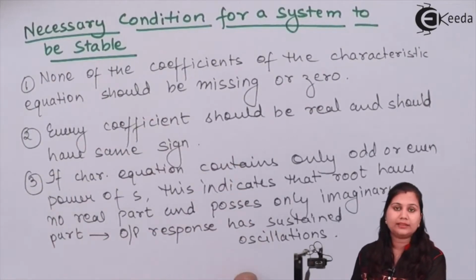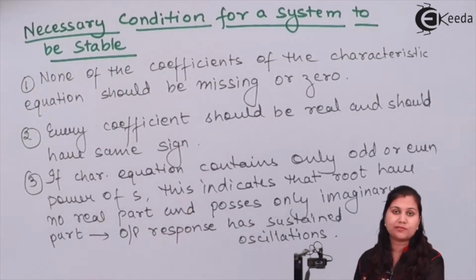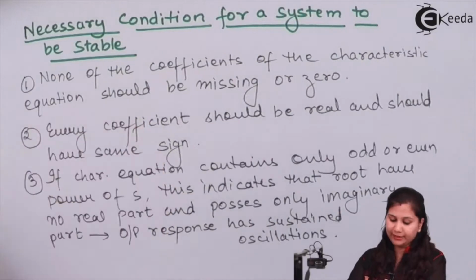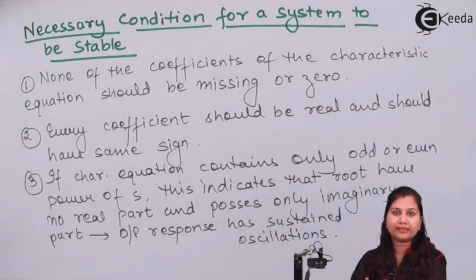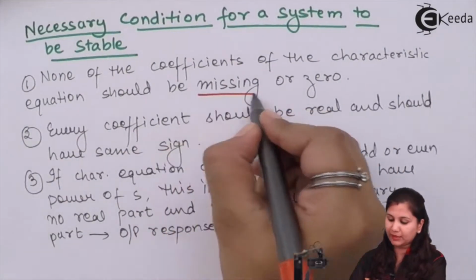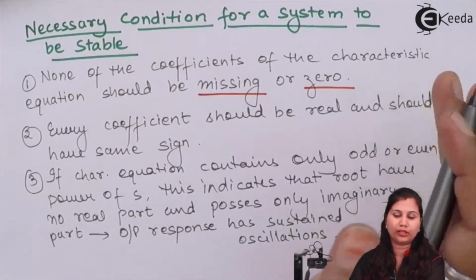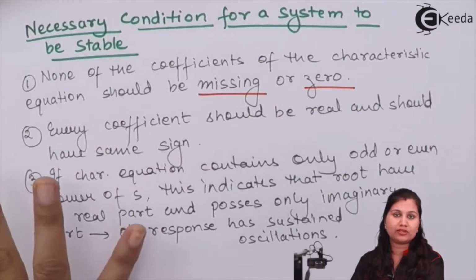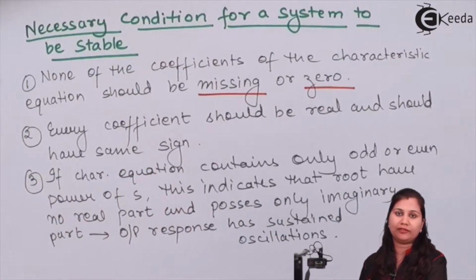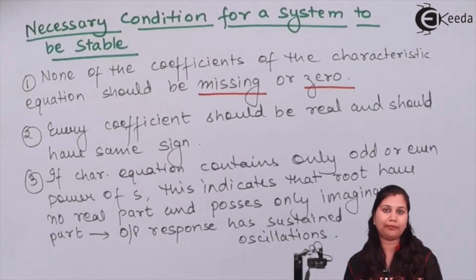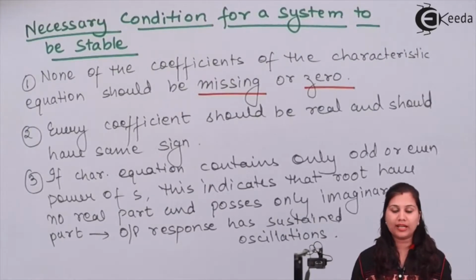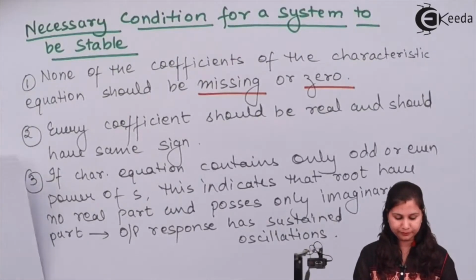So these three are the necessary conditions for a system to be stable. First is that none of the coefficients of the characteristic equation should be missing or should be 0. Okay, so no coefficients should be missing. Like if we are starting, we have taken the example of the characteristic equation in the Routh's method.